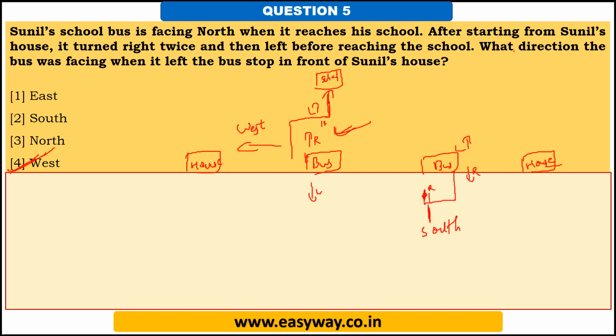So in this question, we have basically taken two possibilities: either the bus is in the east of the house or in the west of the house. When we took the first condition, that the bus is in the east of the house, the bus took a right twice, first right, second right, and then it took a left, and now it is facing north. Here it is said that when it reaches school, it is facing north. So the bus faces north when it started facing the west direction. So this answer is correct, and the condition is wrong when the bus is in the west of the house. So the answer is option number 4, that is west.